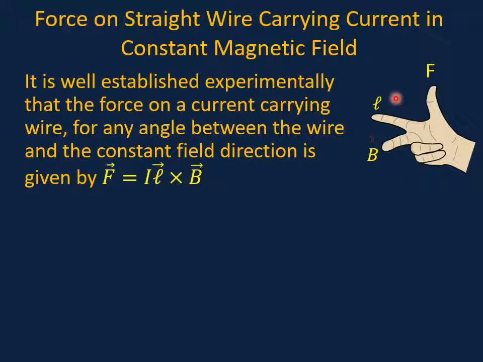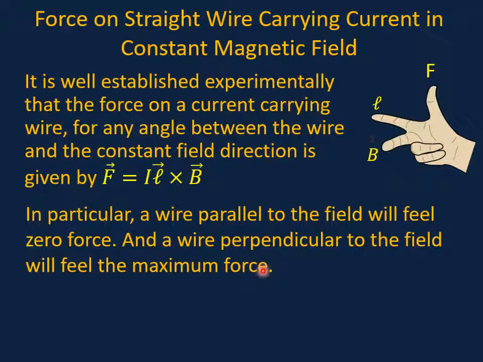Now, of course, in this case, we have vectors instead of A, B, and C. The vector L, which is parallel to the current, and of course the magnetic field B, and F is the force. So L cross B will give you the force. In particular, what this rule states is that if the wire is parallel to the field, it will feel zero force, and if it's perpendicular to the field, it has the maximum force. In between, there is a factor sine theta that tells us what is the magnitude of the force. The direction of the force, of course, is always given by this right-hand rule.